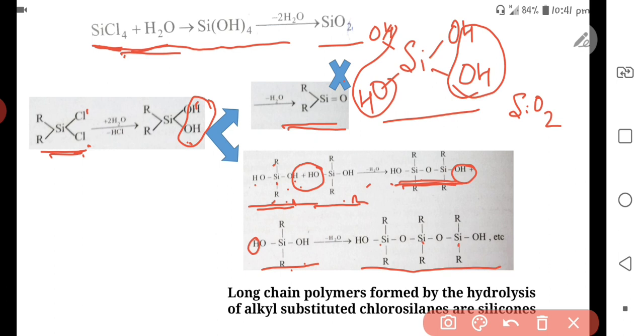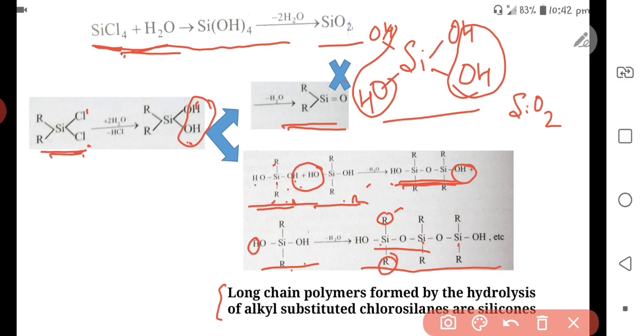Since it contains R groups, meaning organic groups, and also contains Si-O bonds, they are called organosilicon polymers. Now you understand why it is called organosilicon polymers, because it contains both the organic part and the silicon containing bond. So these long chain polymers formed by the hydrolysis of alkyl substituted chlorosilanes are called silicones. So what are silicones?